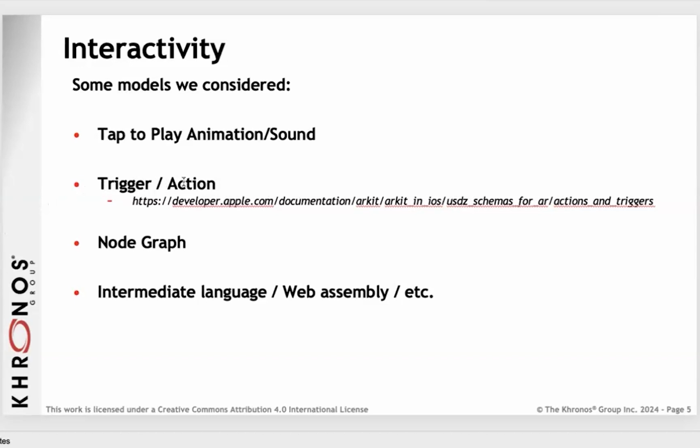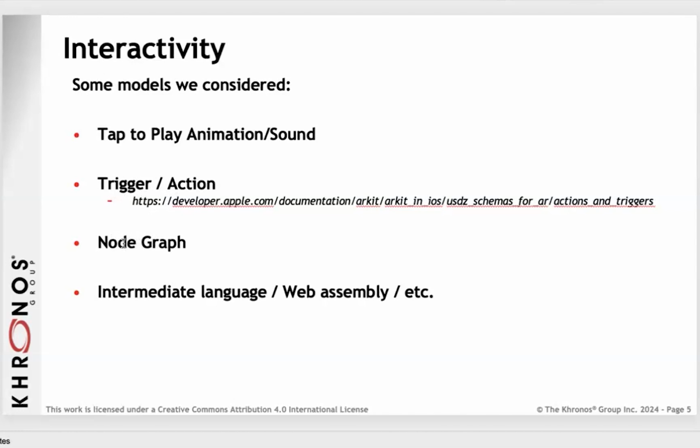This is what we originally went to Khronos with as a proposal, because we thought, hey, we've already got this stuff that's pretty similar to what Apple's doing. Maybe we can get this all aligned. We ended up bumping up one level to node graphs. Pretty much all trigger and actions are node graphs, but not all node graphs are trigger and action. And we'll talk later in the slides about what benefits that gave us.